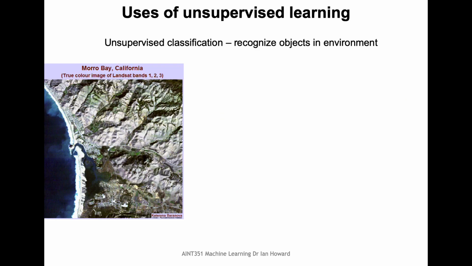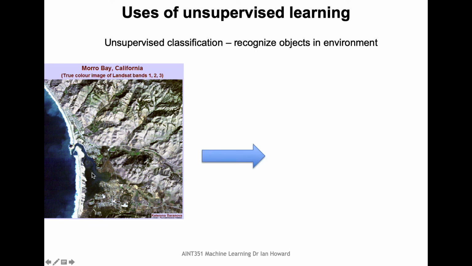Unsupervised classification, well, because it basically maps like to like and compares, or puts things that are very similar into the same cluster, we can also use it to automatically recognize stuff in the environment, like the sea. The sea is this blue thing here, and that's different from some of the mountains up here. There's also some water here.